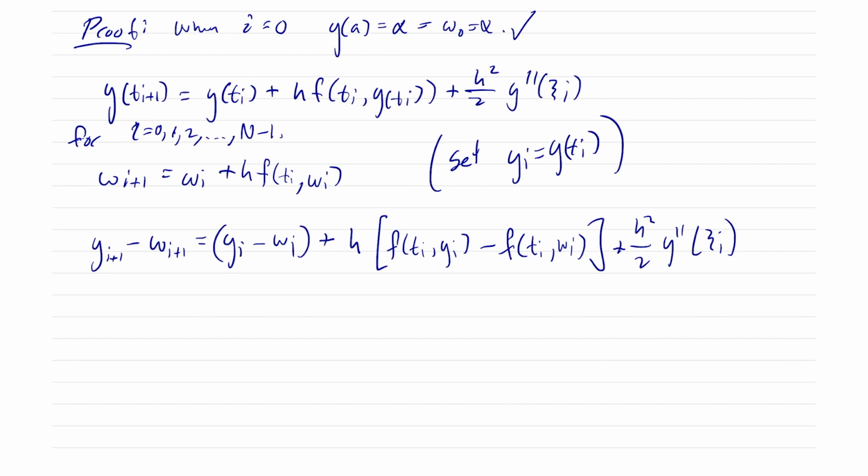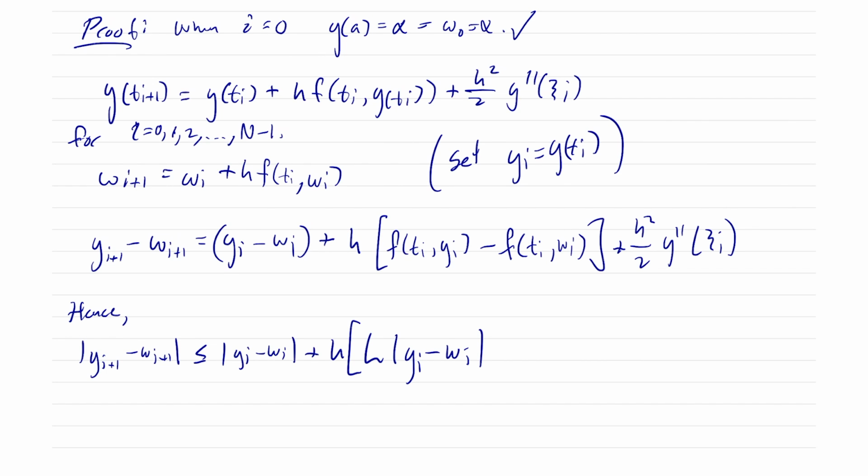Then let's put absolute values on everything and use the triangle inequality. Hence we have |y_{i+1} − w_{i+1}| is less than or equal to |y_i − w_i| plus h times, and here we use that Lipschitz condition, L times the absolute value of y_i minus w_i. Again, that's a member of our sequence here. And now we have plus h squared over 2 times y double prime ξ_i, but I want to get rid of that too. So we put this into absolute values now, and I'm going to replace this with M.